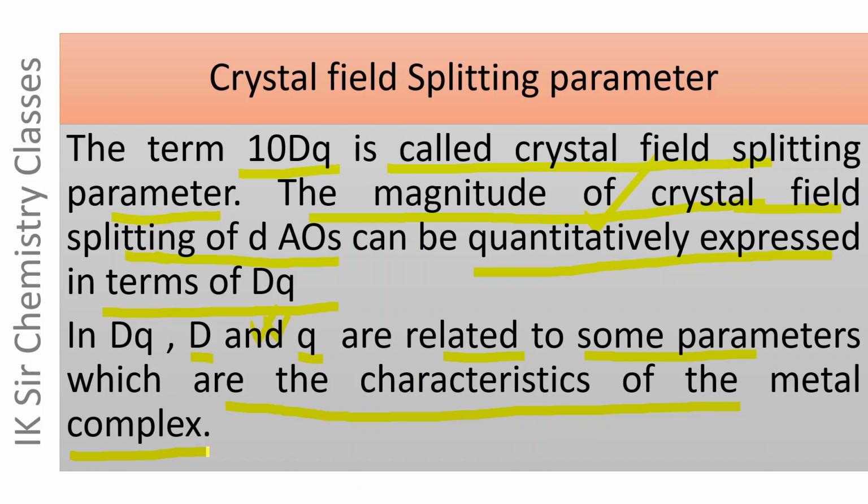It is denoted by delta O for octahedral complex, delta T for tetrahedral complex, and delta Sp for a square planar complex. And the magnitude of crystal field splitting is quantitatively expressed in terms of dq as discussed earlier.